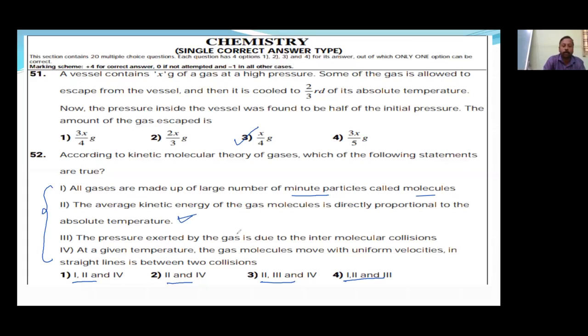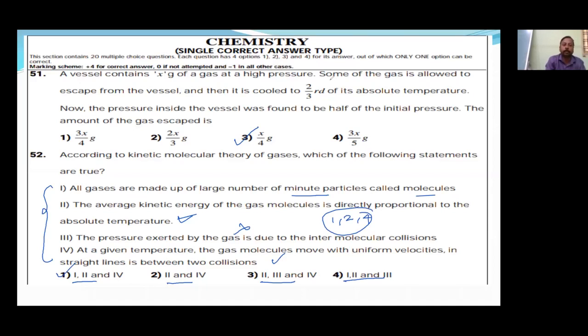It is due to walls of the container. Okay. Why is it wrong? Here it should be with the walls of the container, which would be the correct answer. Then, at a given temperature, gas molecules move at uniform velocity in straight lines between two collisions. This is correct. So first, second and fourth are correct, so option 1 will be the correct answer. Okay, so I think it is clear now. Now let us see the next page.